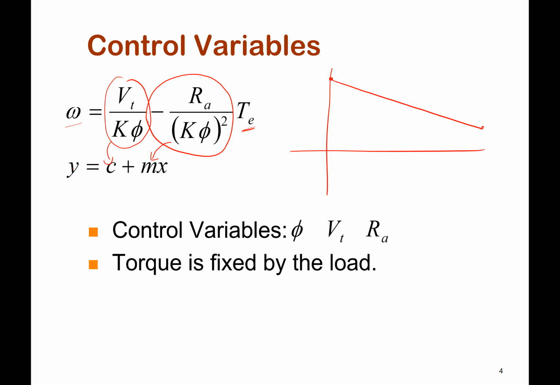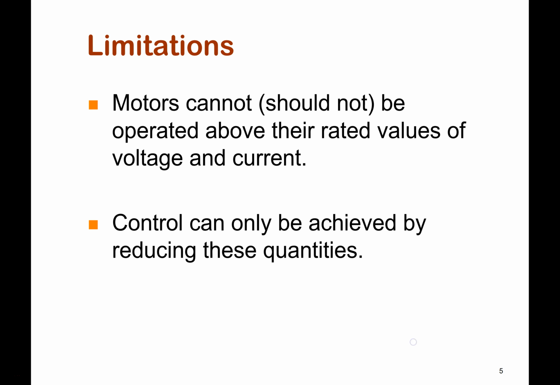So this is the basic characteristic, and we'll see that the things that influence the speed torque characteristic are the armature resistance, the terminal voltage, and the flux. K, of course, is constant and it depends on the construction of the motor. So these are the three things that we could control to control the speed torque characteristic. So let's look at these in turn.